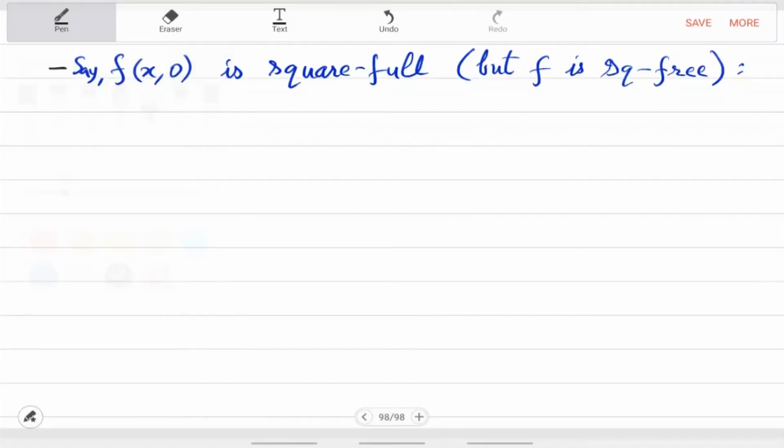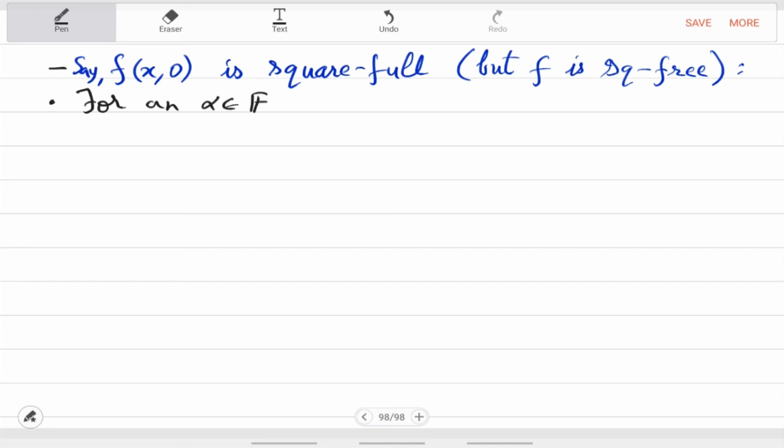Degree of what? f0. No, not degree of x0. You have to recall how you check square fullness, or square freeness. It's the same thing, GCD of f with f prime. So you should look at the resultant, which is also called discriminant, and its degree.